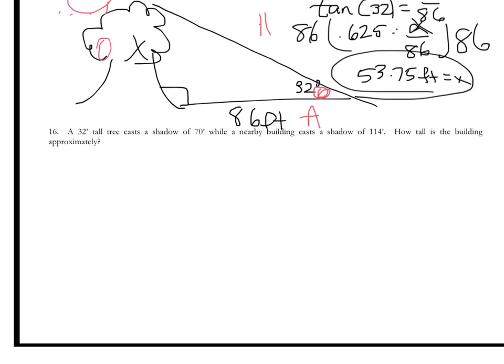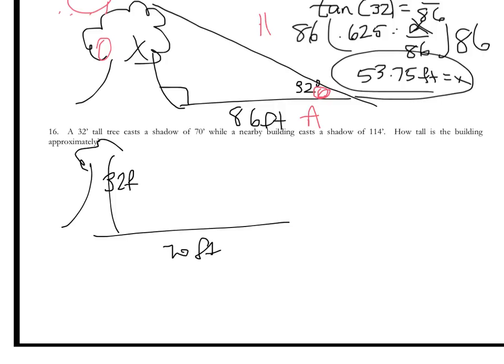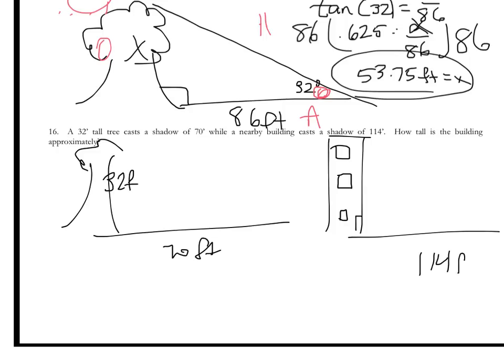Last question, question 16. Let's read it. A 32-foot tree casts a 70-foot shadow, while a nearby building casts a shadow of 114 feet. How tall is the building? If you want to draw a picture, absolutely go for it. Here's my tree. It is 32 feet. It casts a shadow that is 70 feet. Okay. We also have a building. Here's my building. Oh, window. Nice window. Maybe a little door down here. Window. Cool. It casts a shadow of 114 feet.